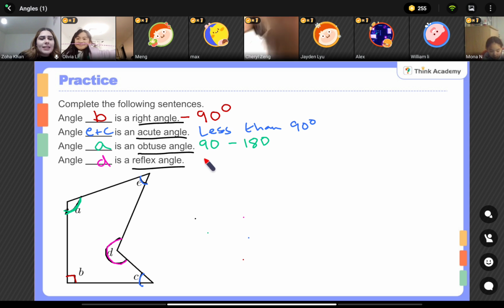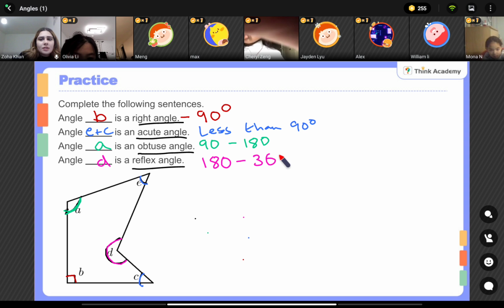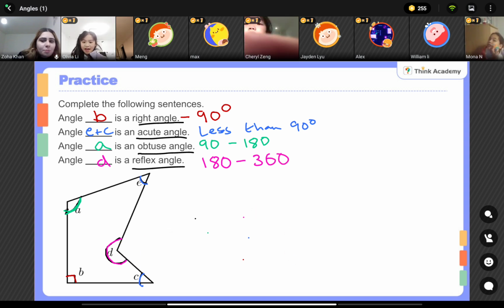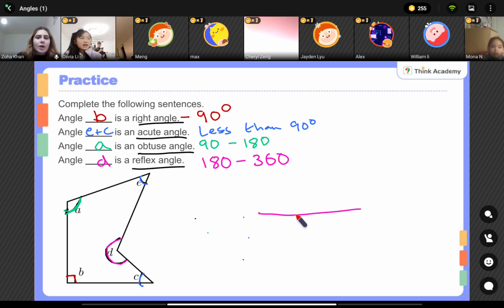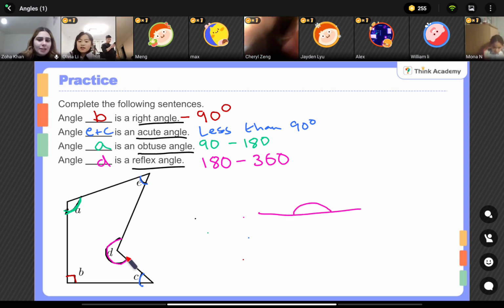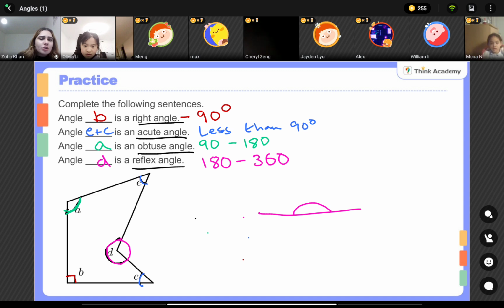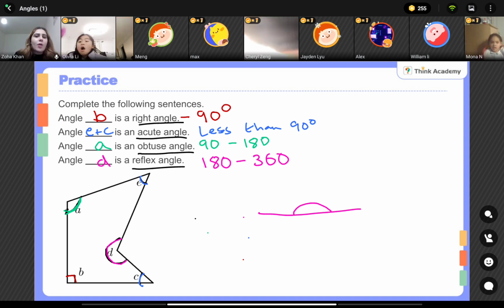Because reflex angle is? More than 180. Good, but it's less than? Less than 360. Good, so it's not quite a full turn, but it's still bigger than 180. So D is going to be the reflex angle because it's the only angle that is bigger than 180. Remember, 180 is a straight line like this. It's bigger than that, but it's still not quite the full turn.